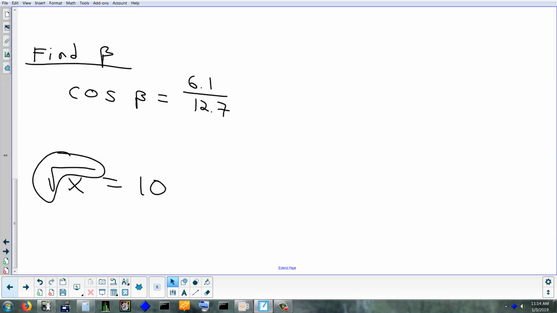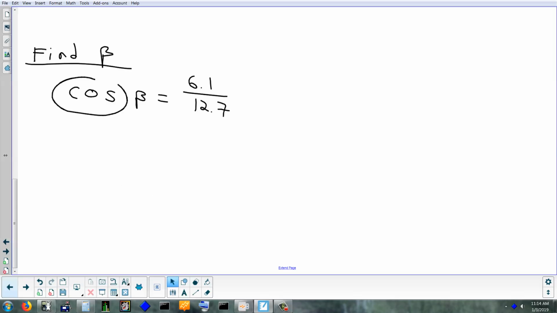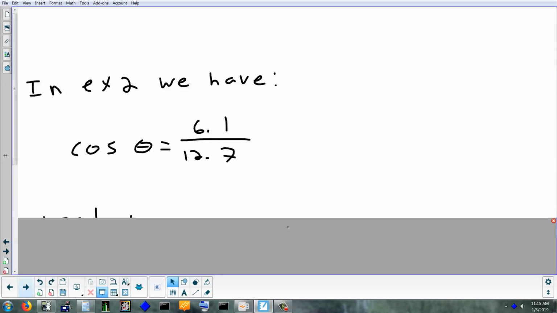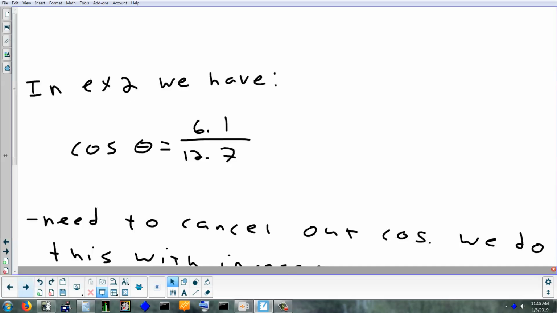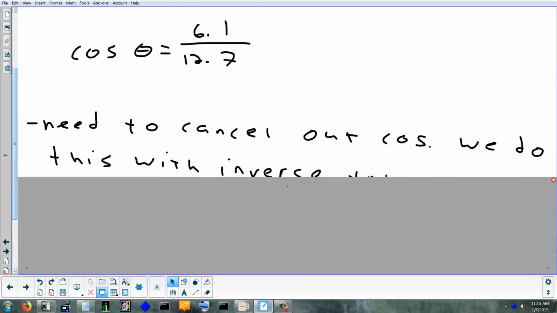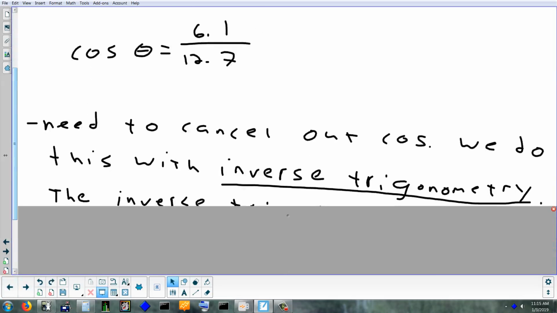Well, we've got the same thing here. We've got a function right there that we don't want. You can't add, subtract, multiply, or divide by a word or a function. The only way to get rid of it is another function that would cancel it out. And that's what we have at this step. So we need to cancel out cosine, and we're going to do this with inverse trig.